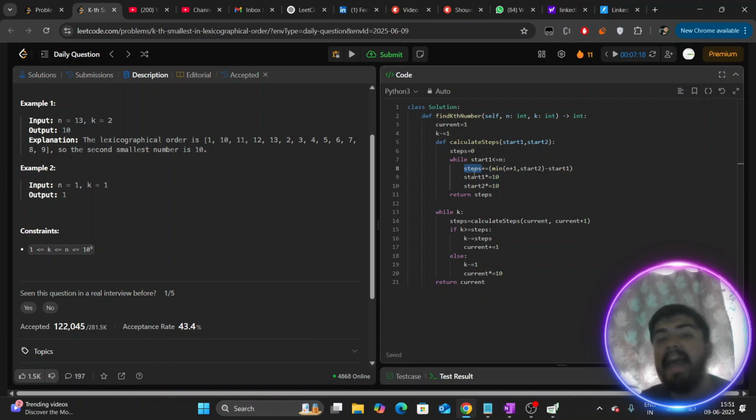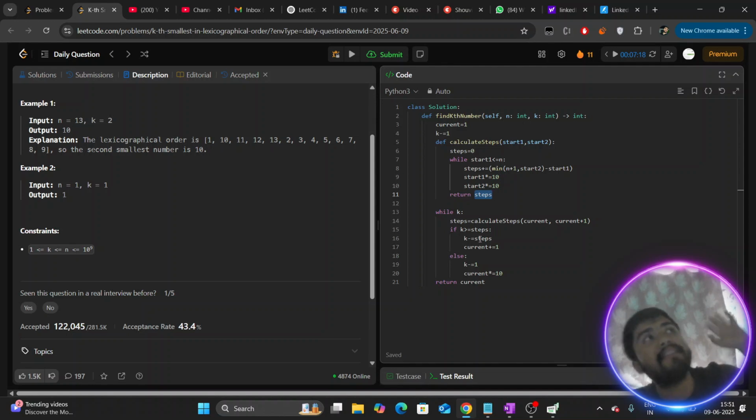Already discussed these things, and we always have to go to the next by multiplying both start 1 and start 2 by 10. So I did exactly the same thing, and finally after this my steps is already updated. It holds how many numbers exist between current and current plus 1, that is, starting with start 1 and start 2, with a delta of exactly plus 1 between them. So the steps is holding this.